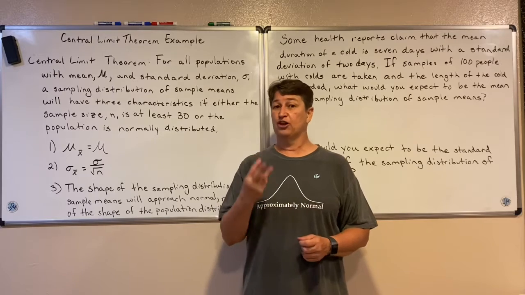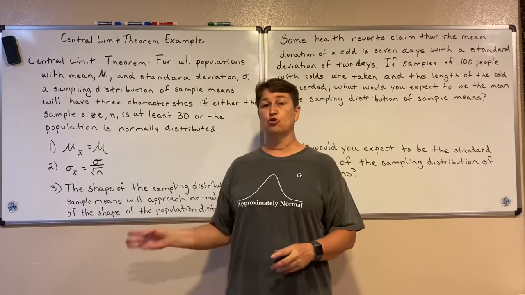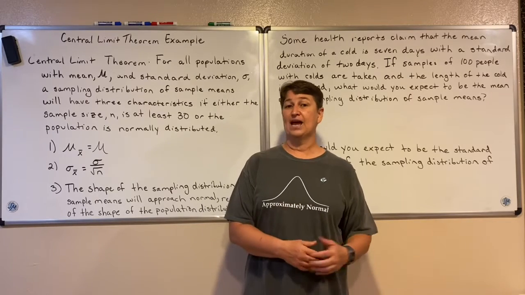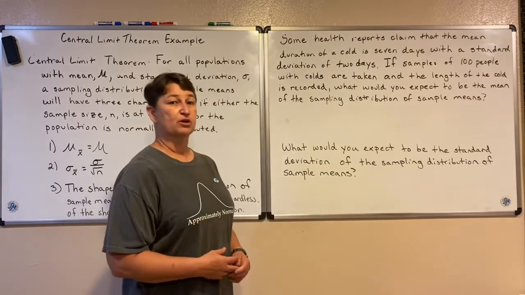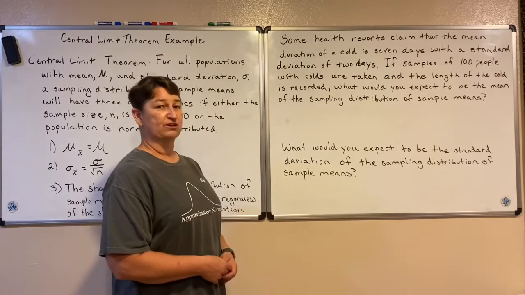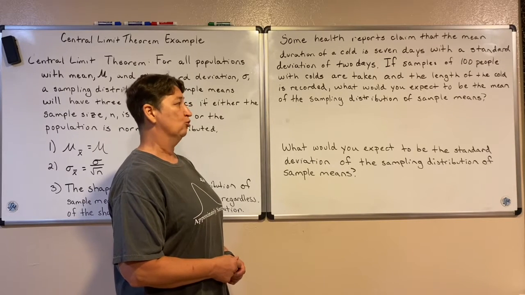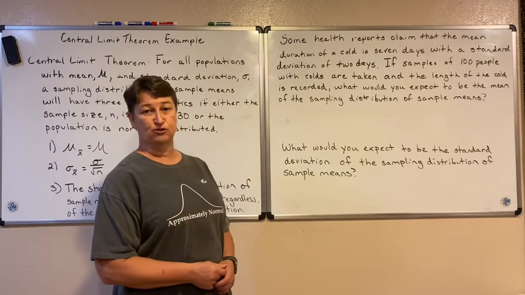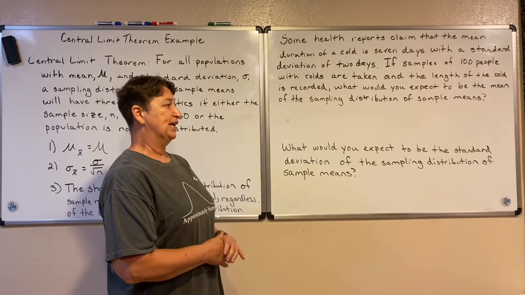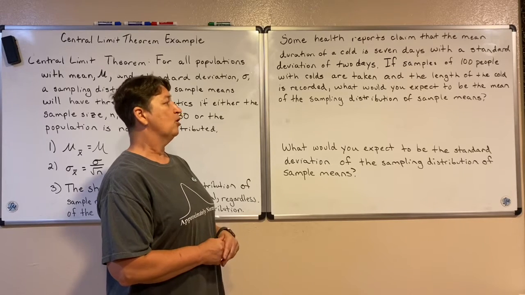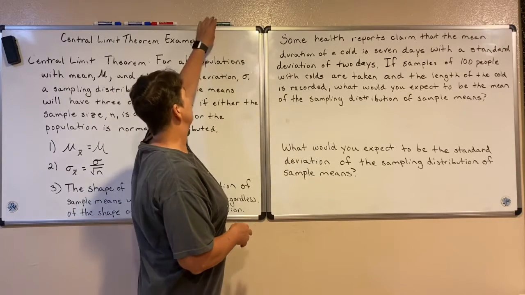So with that knowledge that this new sampling distribution of sample means has those three characteristics, we can begin to answer some questions about the sampling distribution after collecting a few samples. So here's an example. Some health reports claim that the mean duration of a cold is 7 days, with a standard deviation of 2 days. If samples of 100 people with colds are taken and the length of the cold is recorded, what would you expect the mean of the sampling distribution of sample means to be?